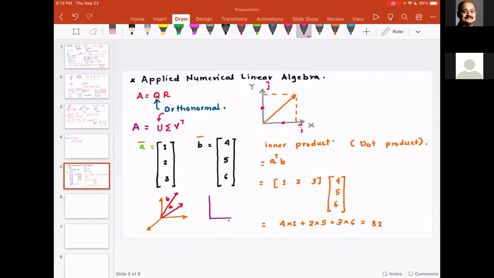Think about this A, rather than being discrete, being continuous. So I'm going to have A of t, something like this. And this A is 1, 2, 3. So this vector represents this continuous function. And then similarly, I have this B of t, and then I have say 4, 5, 6.